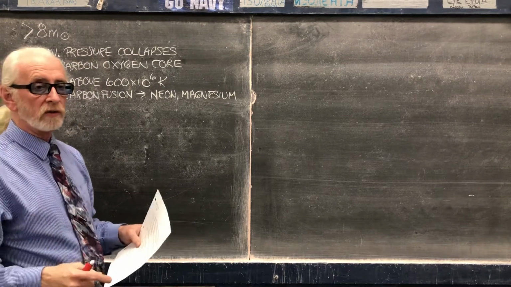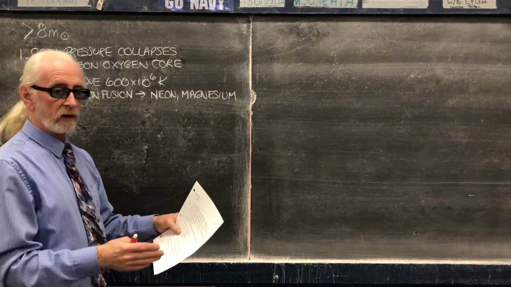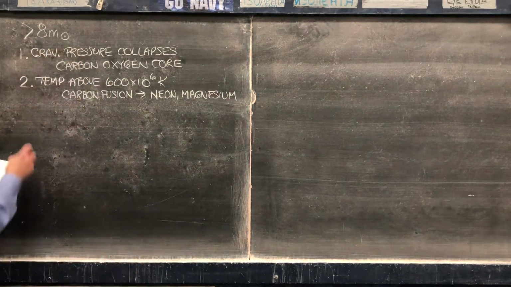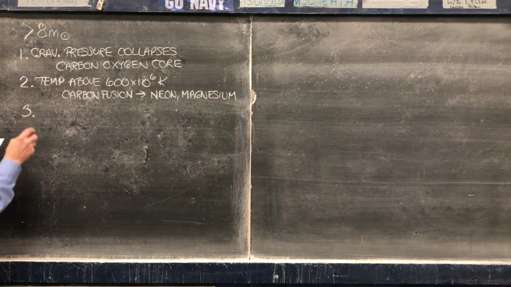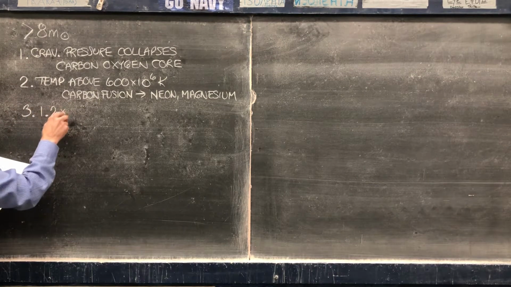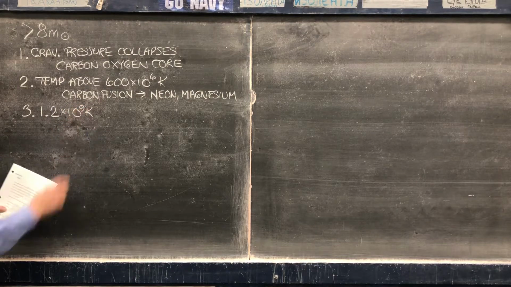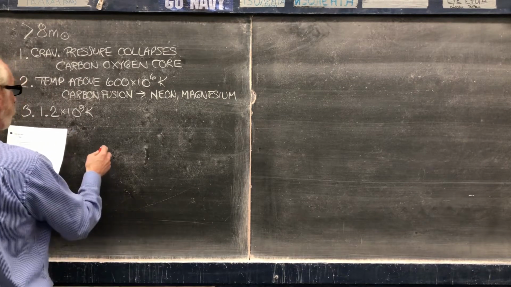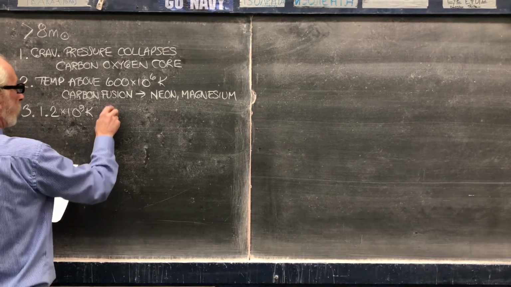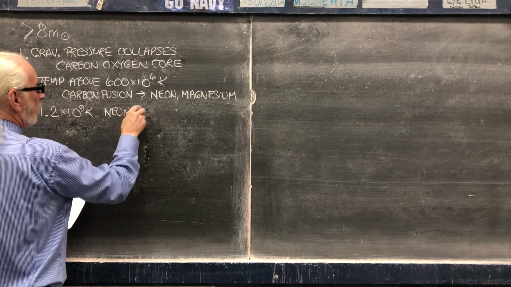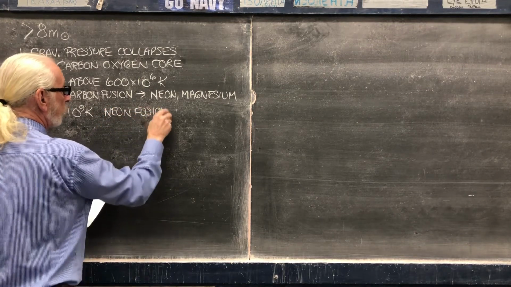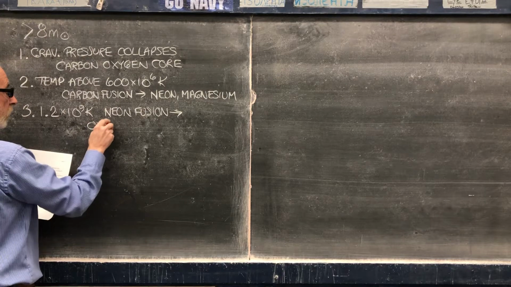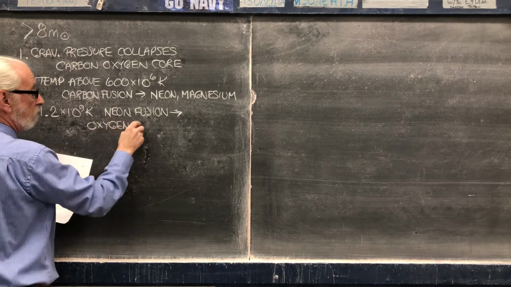The collapse continues. With that collapse continuing, the pressure continues to increase. That increases temperature even further. Now we get up to 1.2 times 10 to the 9th kelvins. That's 1.2 billion kelvins. At that temperature, we get neon fusion. Neon fusion yields more oxygen, more magnesium.